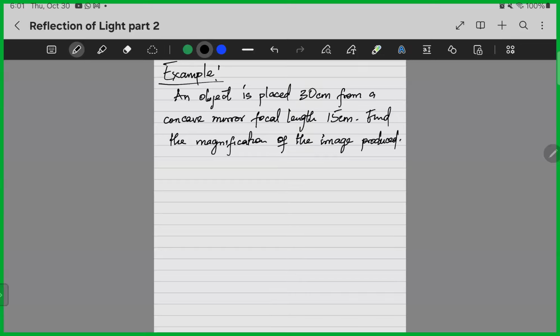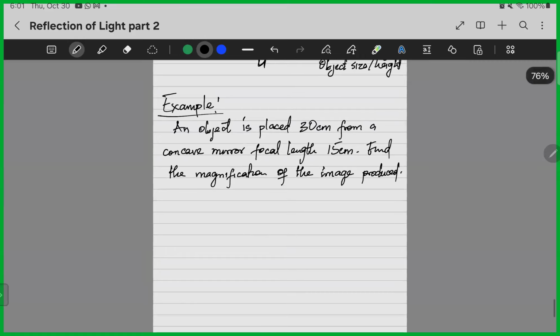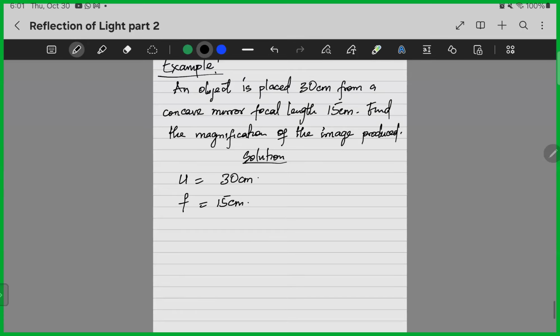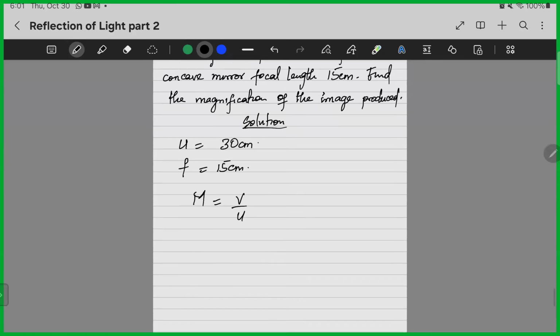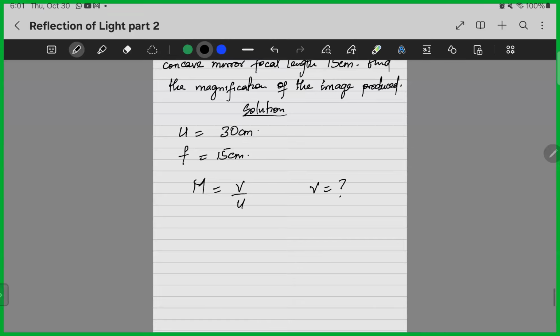Whenever we are solving physics, we first identify what we are given. We are given an object placed 30 centimeters from a concave mirror, so the object distance is 30 centimeters, and the focal length is 15 centimeters. They're asking us to find the magnification. We know that magnification is equal to V over U, but we don't know V yet. So let's find V by using the mirror formula.